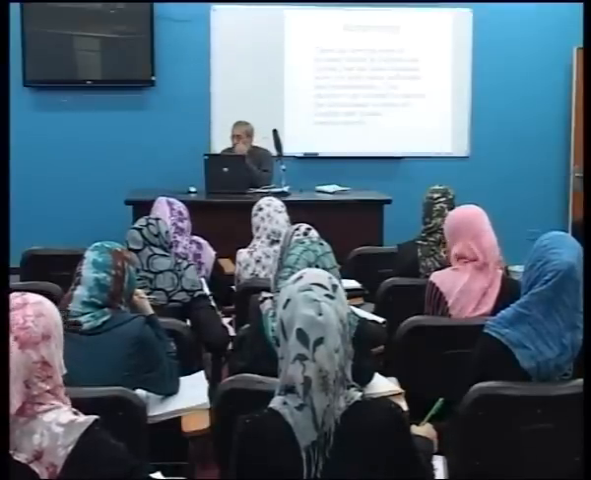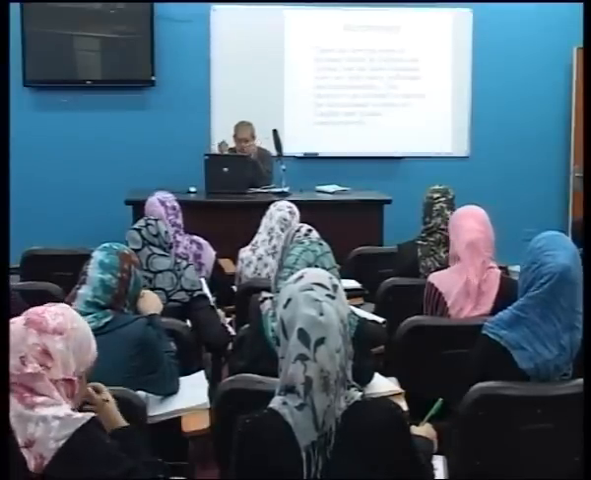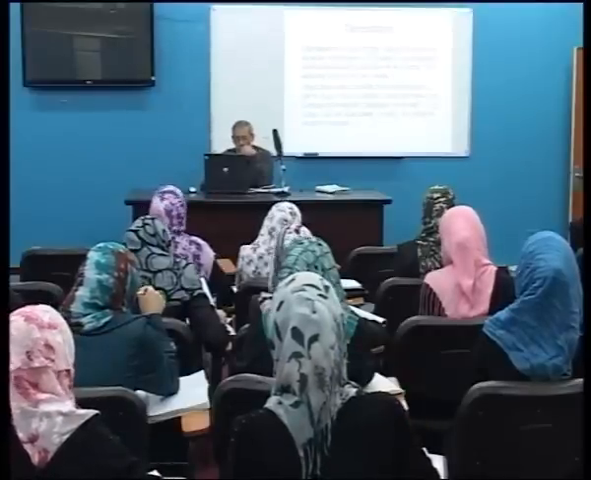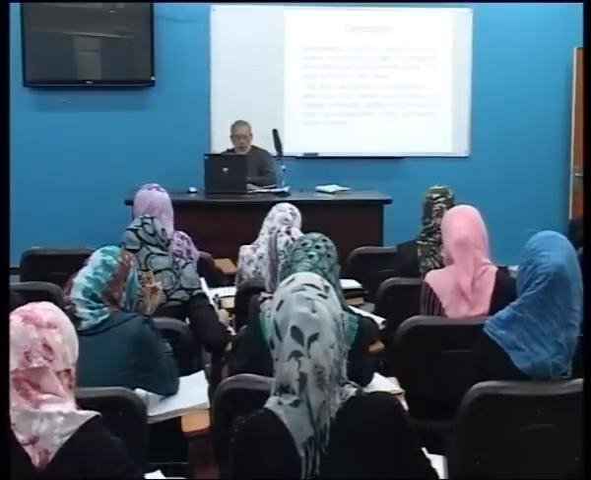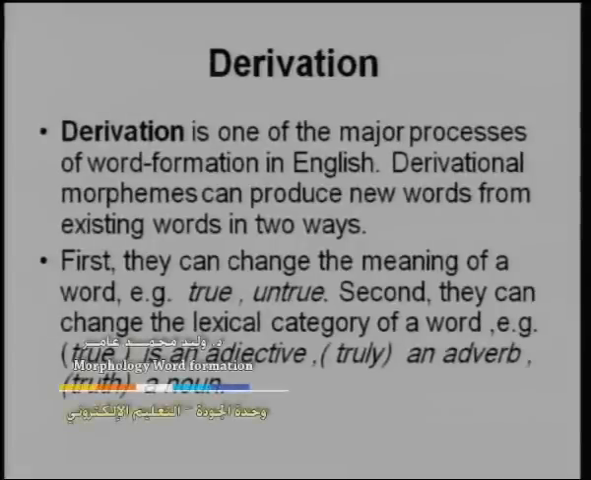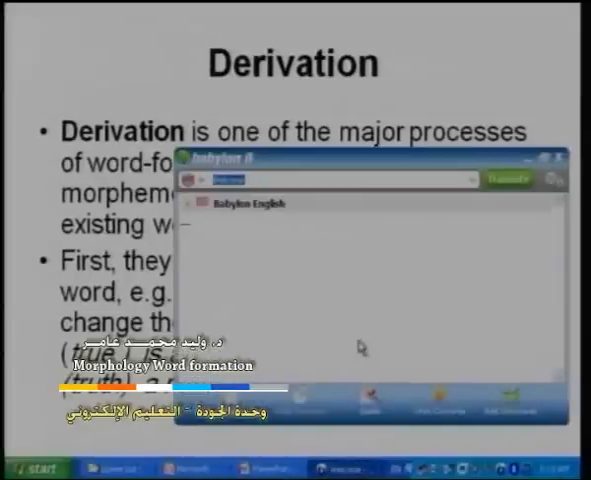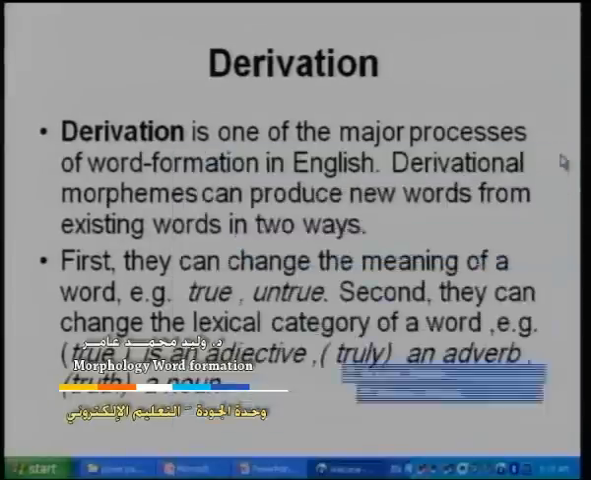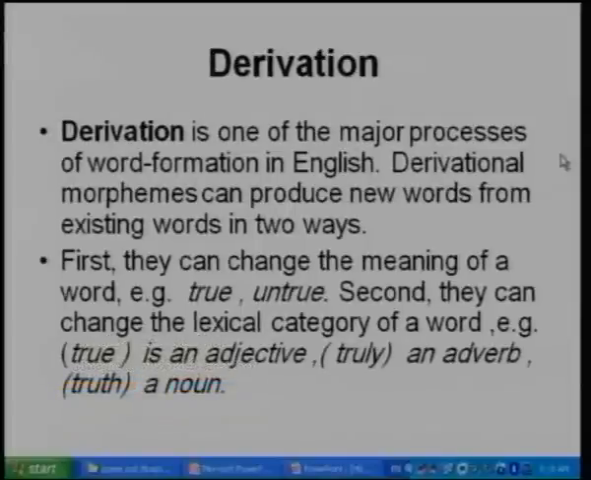Today we are going to focus on the first point, that is derivation. Okay? Most of the English words are derived from this system. I mean derivation. So the derived elements, I mean suffixes or prefixes or infixes, can change the meaning of a word. Okay? For example, true and untrue. Okay, you have the opposite.